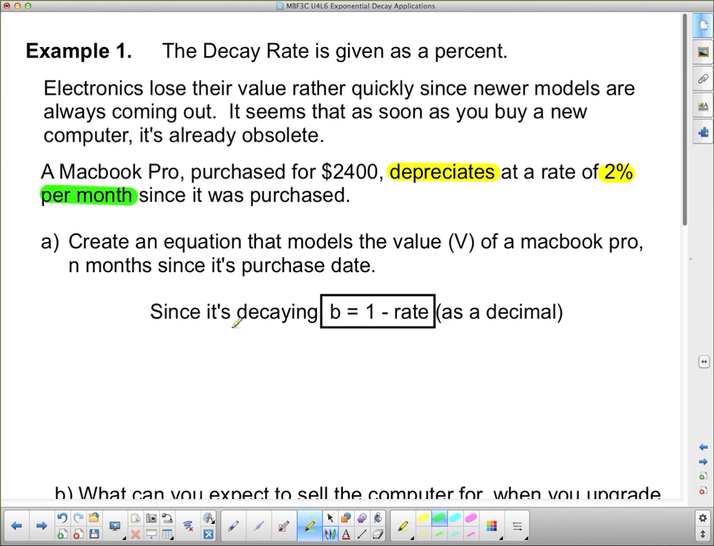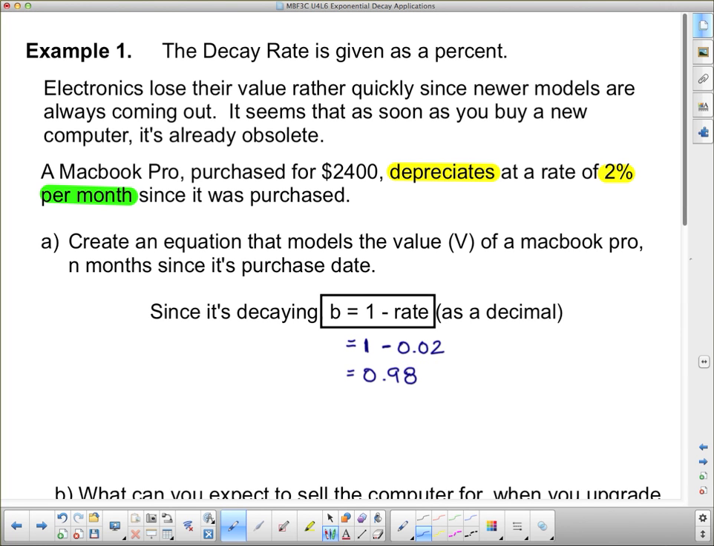Now, we know that since it's decaying we have to have a b factor that's less than 1, so we're going to take 1 and subtract this rate. There's a couple different ways that you can think about this. I'm going to do it straight up using this formula to start with. I'm going to take 1 and subtract this rate. Now 2% is 0.02, which means that 0.98 is our decay factor.